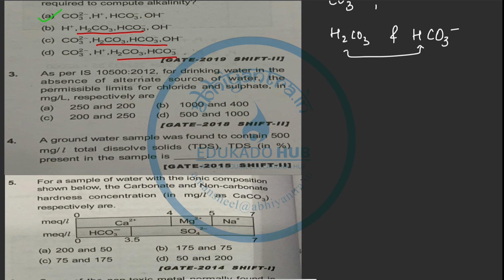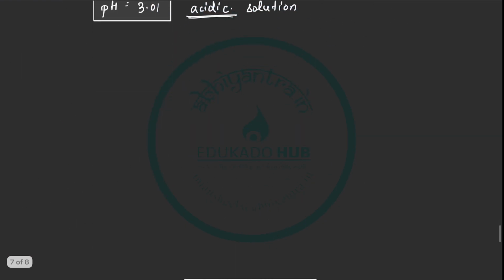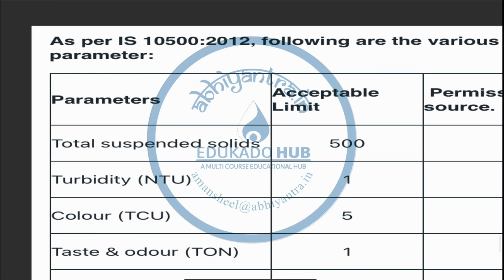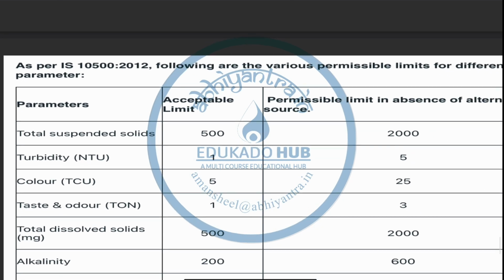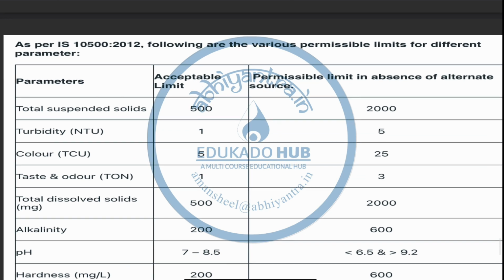So next, question number 3 is: as per IS 10500/2012, for drinking water in the absence of alternate source of water, the permissible limits for chloride and sulfate in milligram per liter respectively are. So we need to get the permissible limit in absence of alternate source of water. So the list follows like this. As per IS 10500/2012, following are the various permissible limits of different parameters.